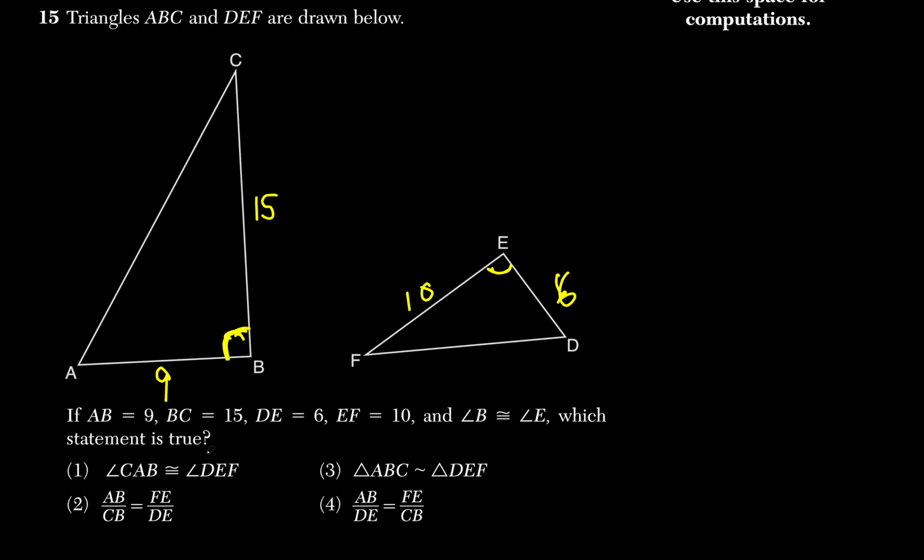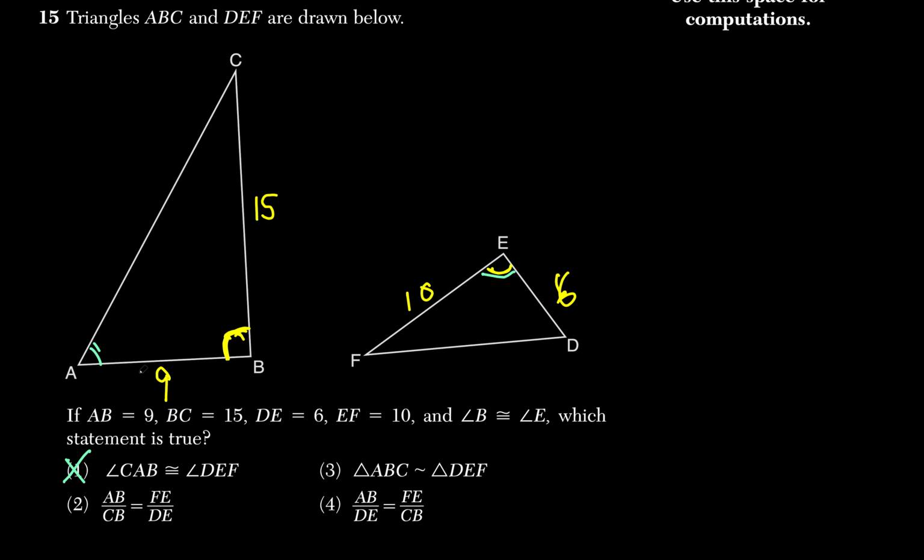Which statement is true? So angle CAB is congruent to DEF. Is that necessarily true? We don't know anything about those two angles. So this angle being congruent to this angle, that's not said in the problem. And we don't know that this is an isosceles triangle. If this triangle ABC was isosceles, then A would be congruent to E. But that's not the case, so choice 1 is not correct.